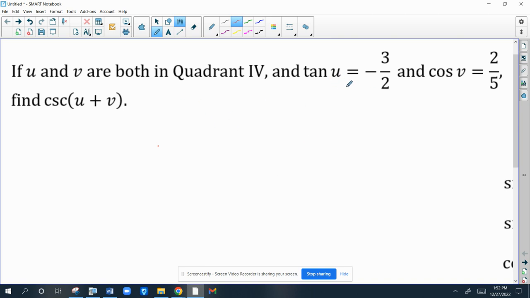So it says tangent of u is negative 3/2. The key here is I'm going to draw u, but you have to remember it's in quadrant 4, and in quadrant 4 the x side is positive, the y side is negative. So when tangent is 3/2, we're still going to use opposite over adjacent, but just remember the y side must be the negative side. So the one that goes up and down is the negative 3.